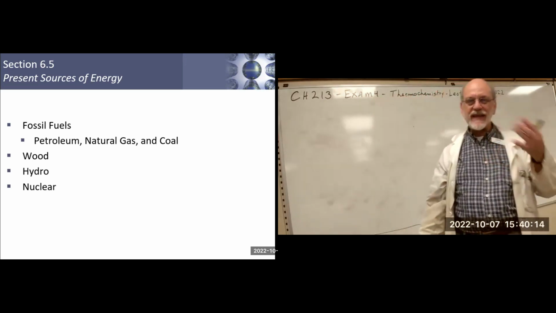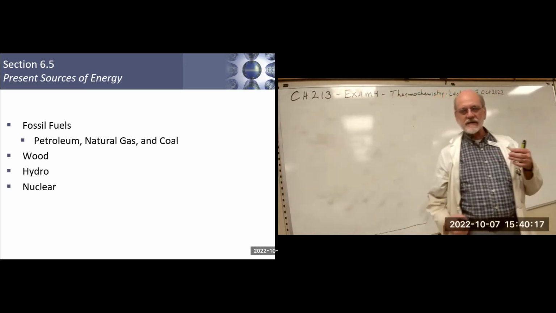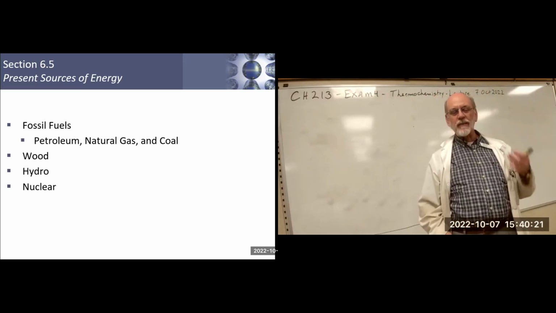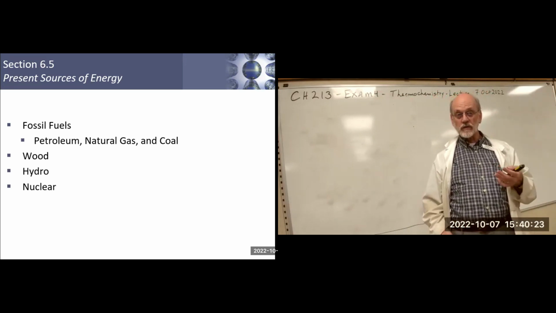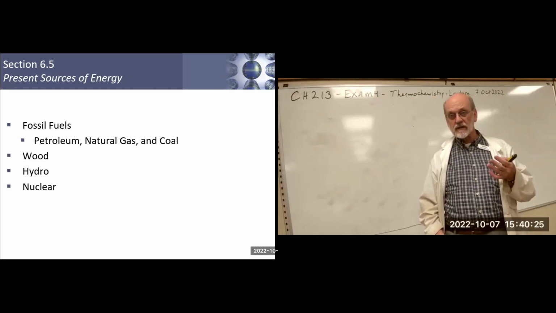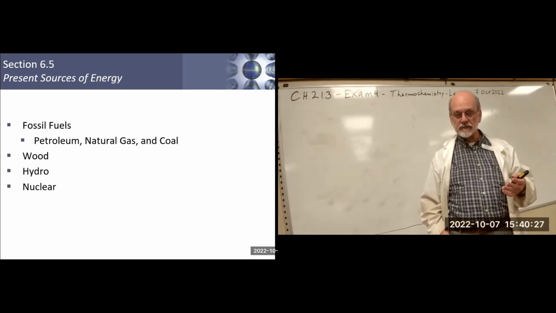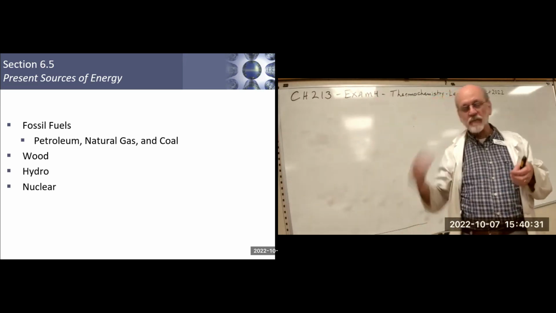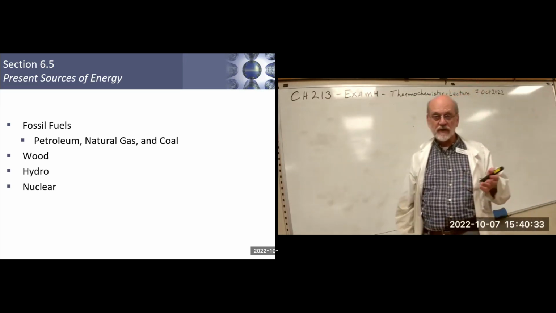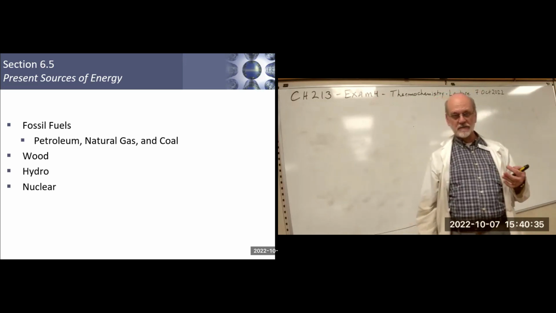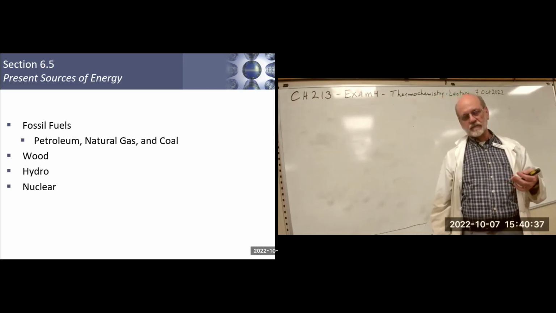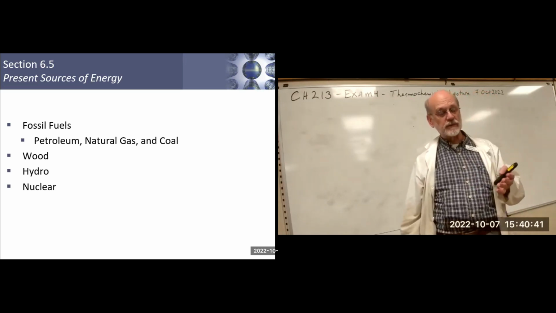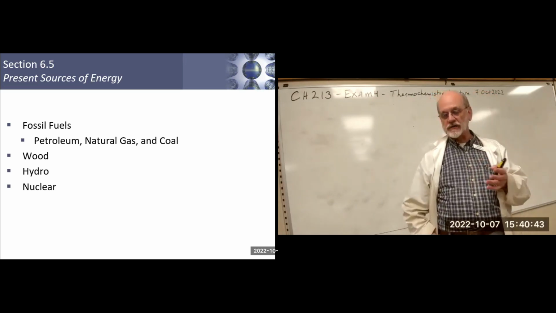But if we go back in history, we find that for the longest time, our primary source of fuel, of energy, was wood or some type of biomass. It could be wood. Some parts of the world still use dried animal dung. But it was primarily on an industrial scale wood or wood products.